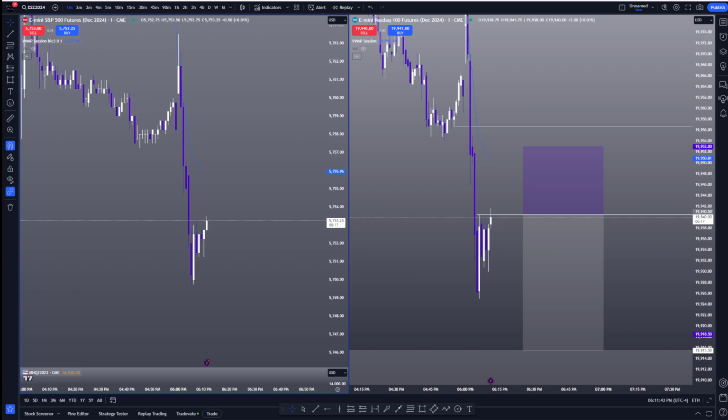So let's see if we do break out from here. If not, I might just have to cut this one. That was just not the best entry. Kind of like my original entry was not the best either, but we still caught a good trade. So we really need to see this one breaking out here.